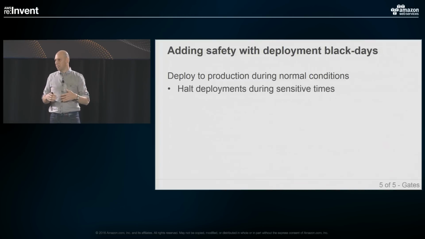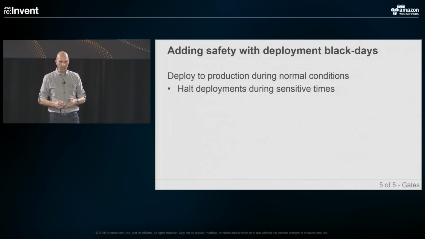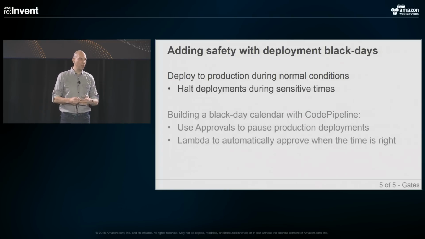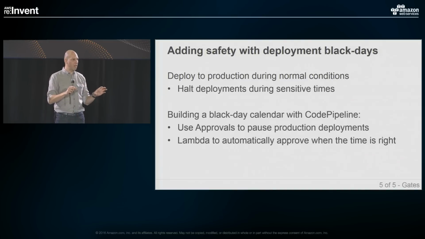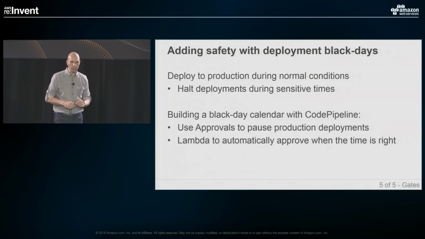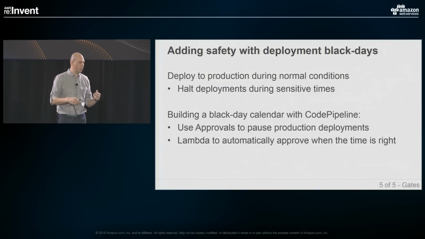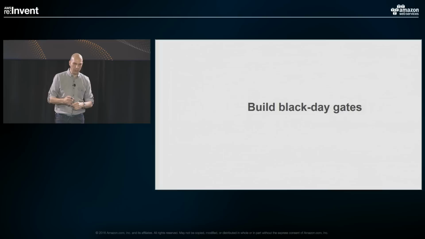We can think of these black days as gates. Gates that open and close as we enter and exit these sensitive days throughout the year. And to have this enforced company-wide, we actually need every pipeline to have a common action inserted into its release process. In CodePipeline, we can create black days using approval actions and have a Lambda function to approve that action when it's not a sensitive time. So let's go have a look at this.